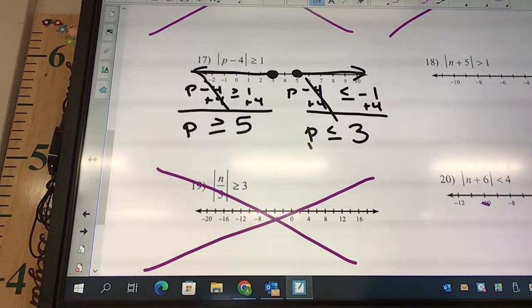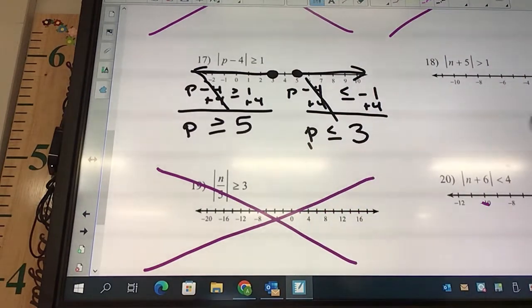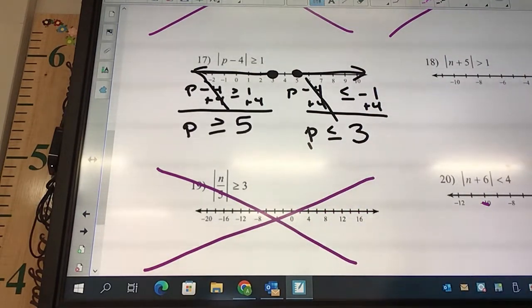Okay, you guys go through, do the rest that are left on the sheet, get them done, and then put it in the box back there.